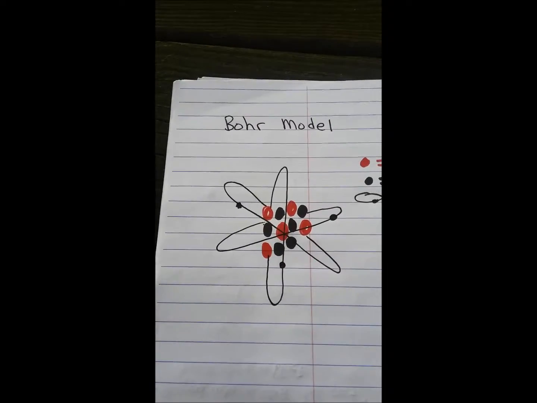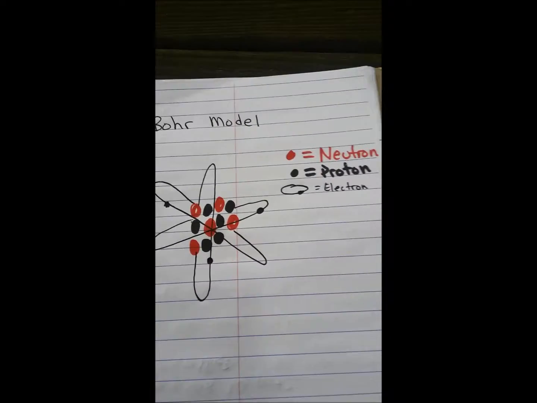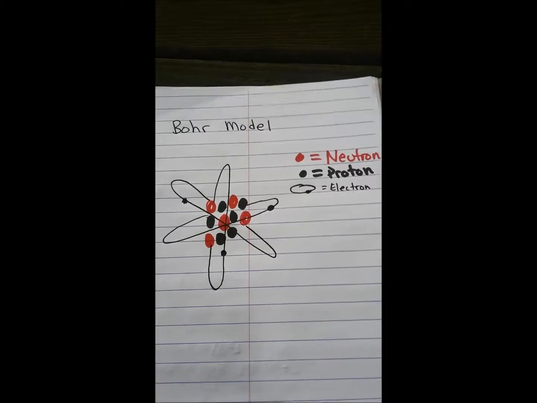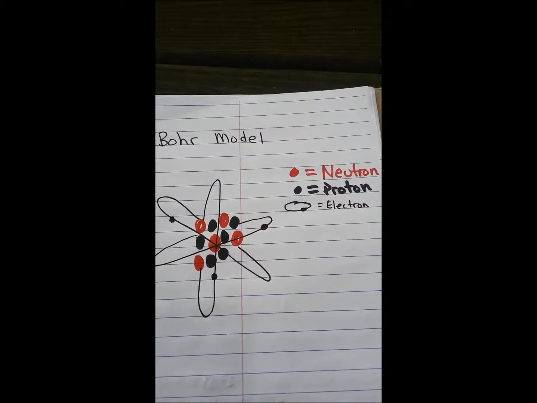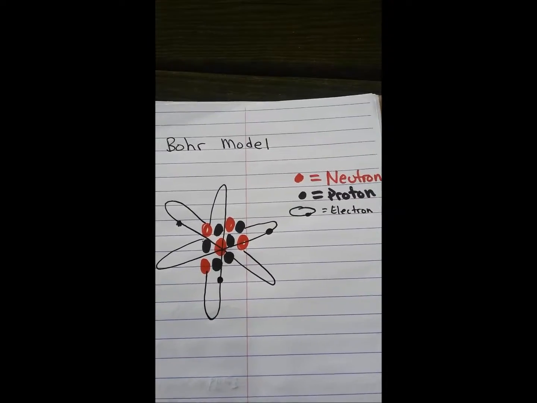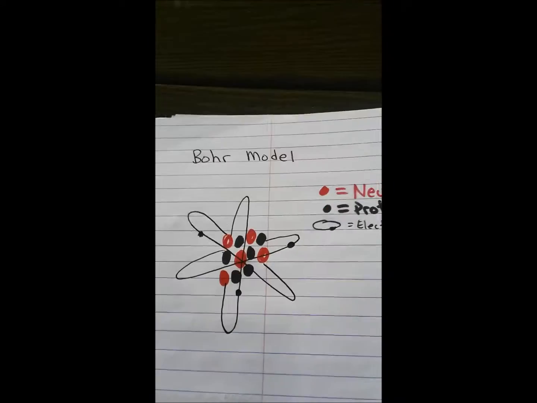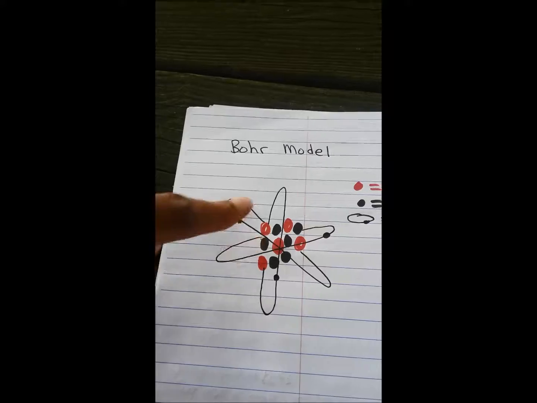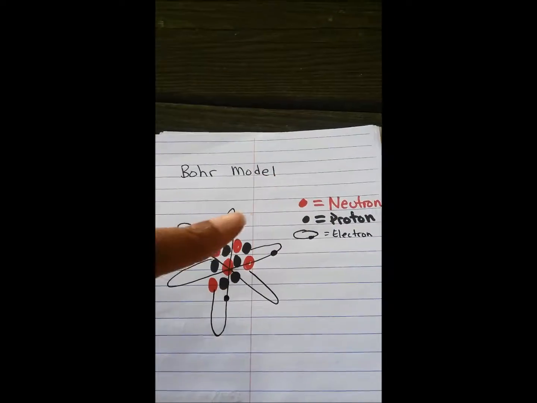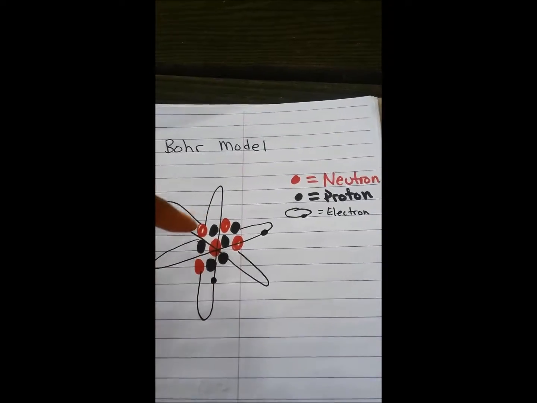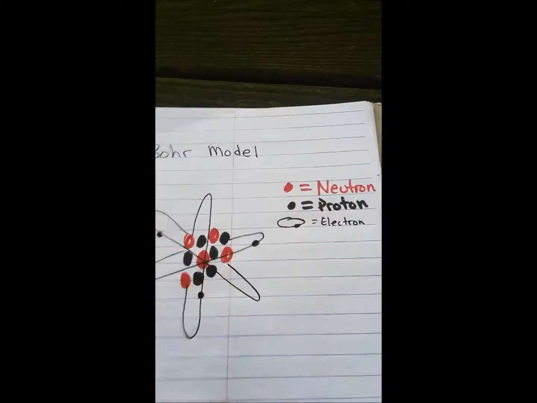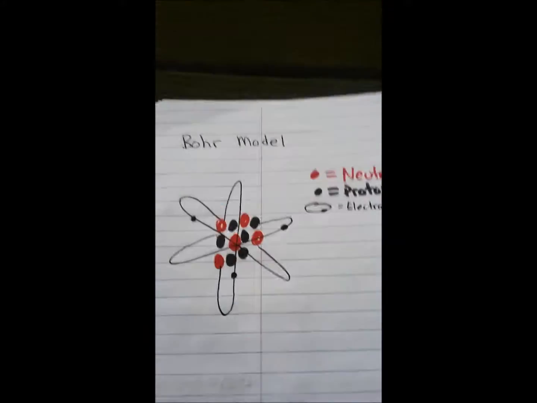Described within the Bohr model are the three subatomic particles, and they're labeled over here. The red dots right here represent neutrons. The dark black dots, still within the center of the atom, are the protons. So inside of the center of the atom are neutrons and protons. These two make up the nucleus.